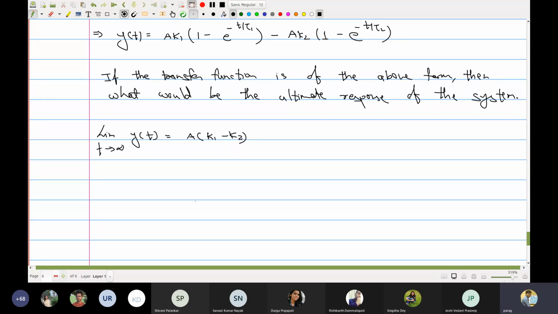So what do I understand from this? If I provide the system with a step function of magnitude a, with gains K1 and K2, then K1 times a would be your ultimate response if only G1 of S were present.